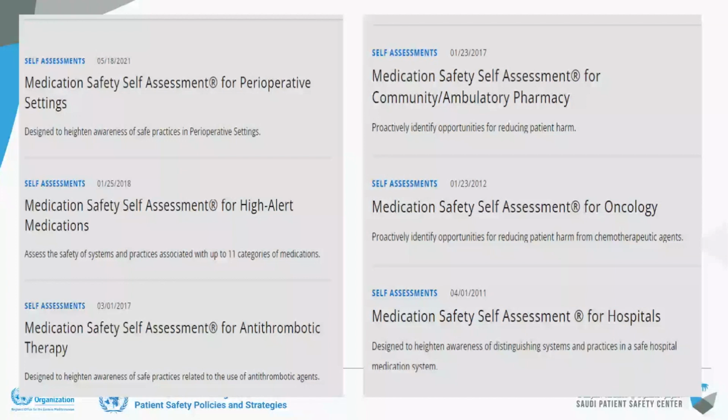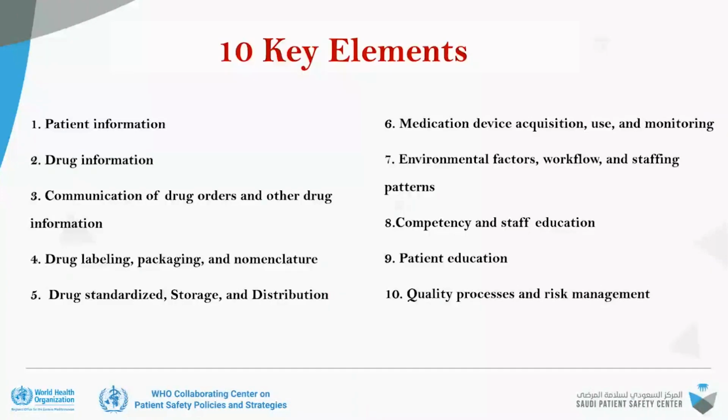What is your level? At that time, I'll give you some explanation about the assessment. The assessment discusses 10 elements: patient safety, drug information, patient information, communication of drug orders, drug labeling, packaging and nomenclature, standardization, storage, distribution, devices of medication, environmental factors or workflow and staffing, competency and staff education, medication safety and patient education, and quality process and risk management. They discuss it in detail.